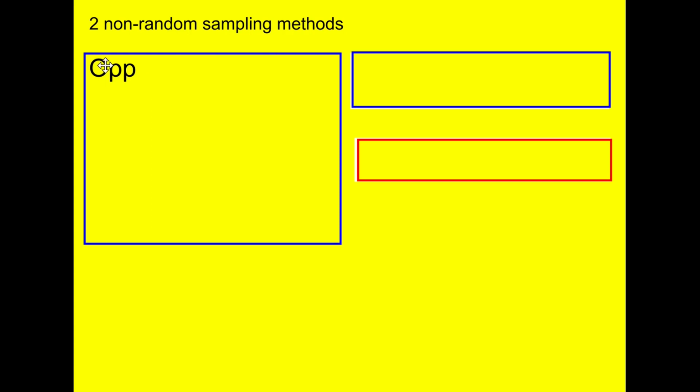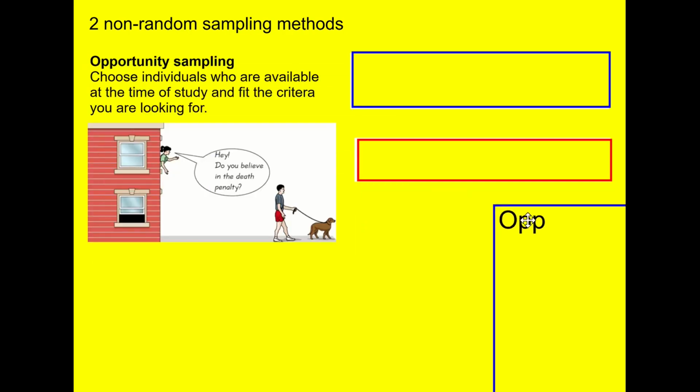Okay, the first one is opportunity sampling, sometimes also known as convenience sampling. And in this case, I think it's like the simplest possible way of sampling. You simply choose individuals who are available at the time of study and fit the criteria you're looking for.